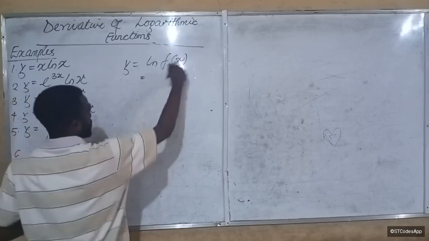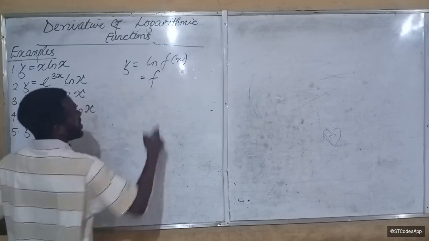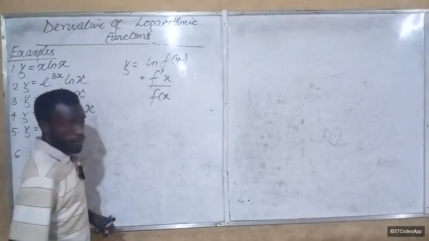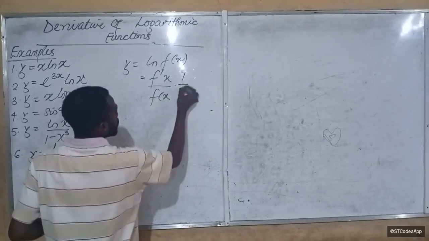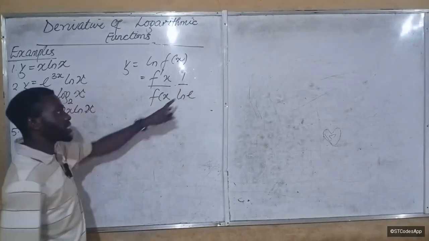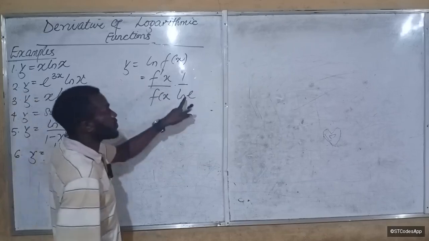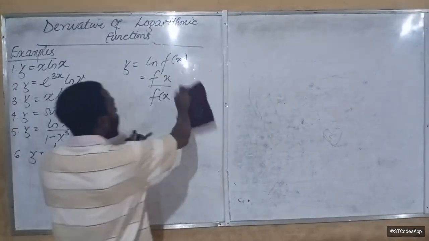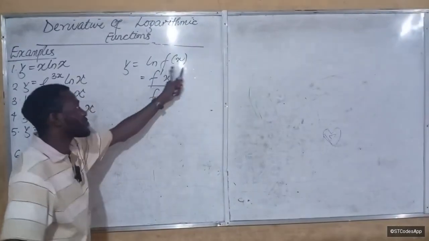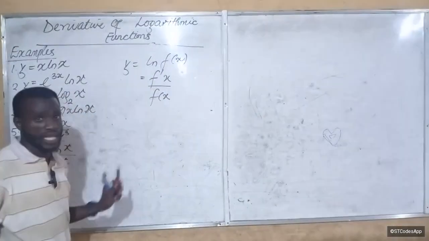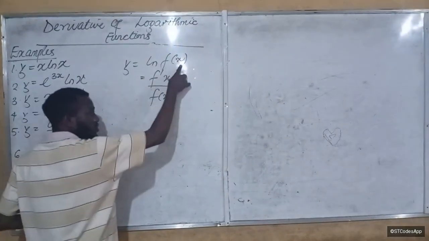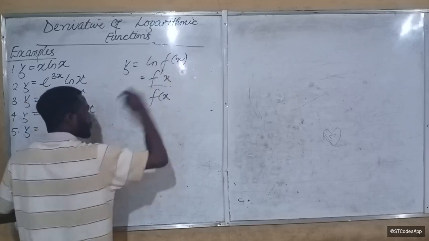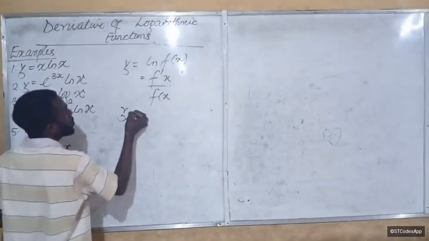What you do is you differentiate this function, and then you have f prime of x all over f of x, times 1 over ln e. Now in this case, ln e will be 1, so it will be 1 over 1. Is that okay? So when you have a natural log, all you do is differentiate the function over the function. Is that clear? When you have the natural log of a function, you differentiate that function over the function.